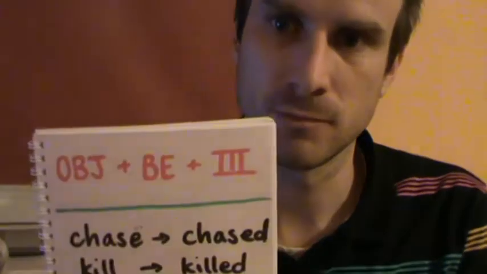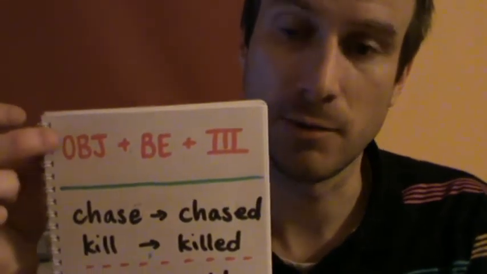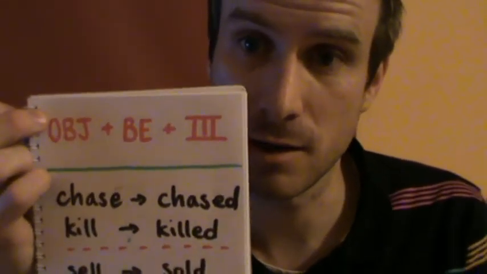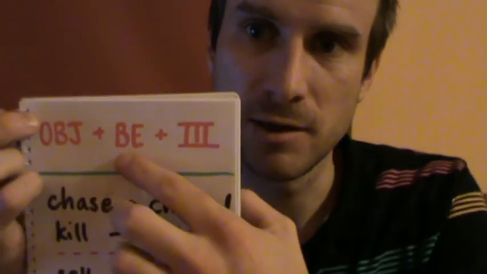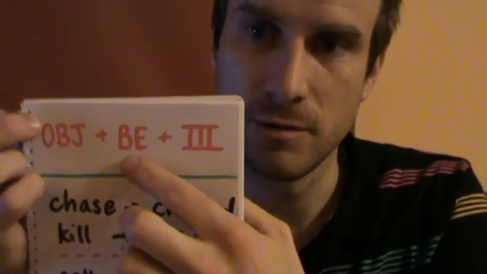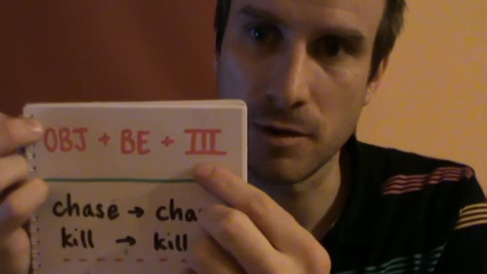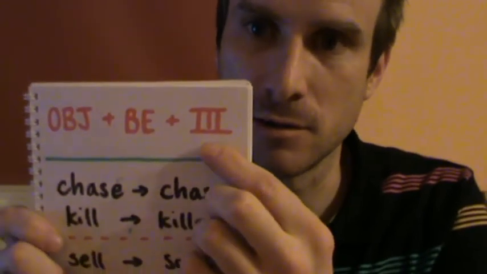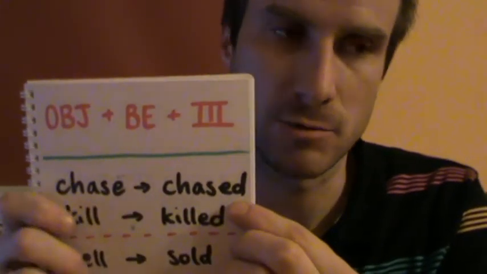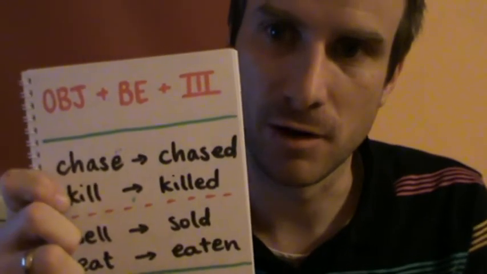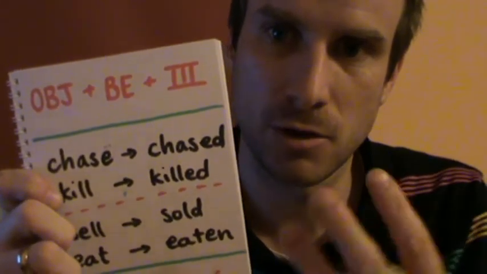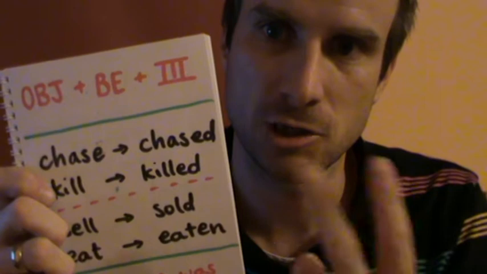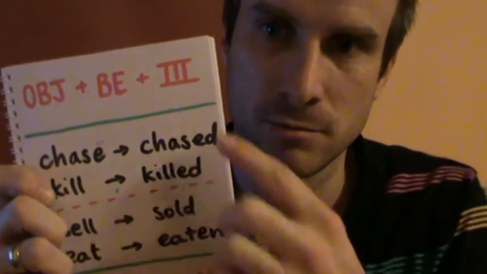Seems pretty simple, huh? And to do this, the construction is the object, in our case the mouse, is going to start the sentence, and to make this verb form we're going to put the verb to be followed by the 3rd form of the verb we're using. So in our sentence it was chase. Now chase is a regular verb, so we make the 3rd form of that verb chase, chased, chased.